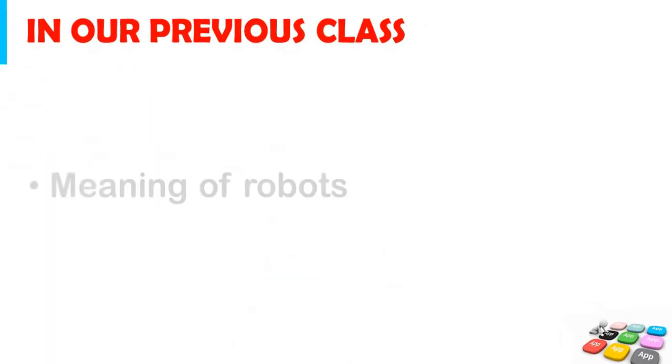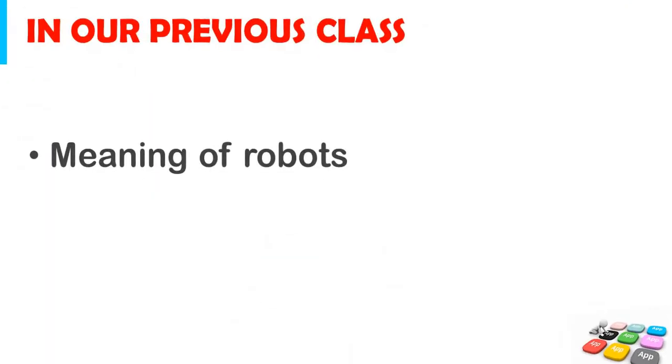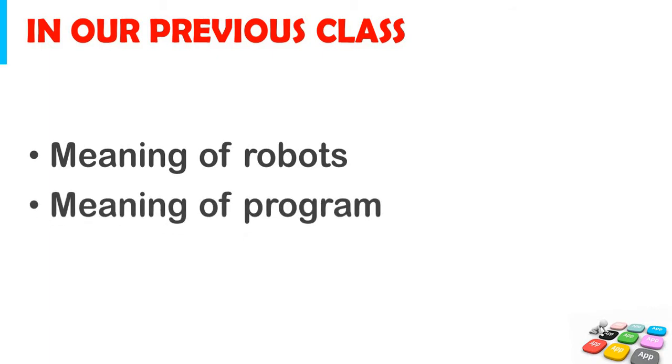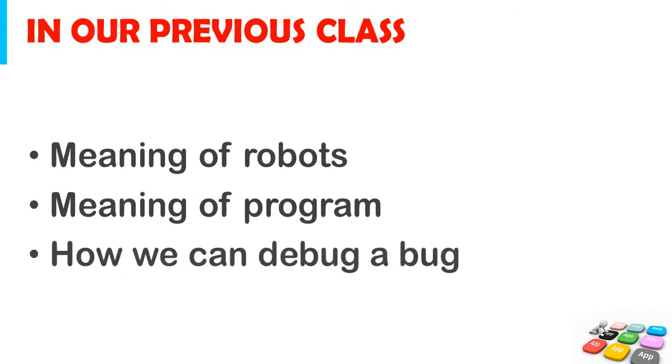In our previous class, we looked at the meaning of robots, and I said that any machine that we can control, that can do what we want it to do, is called a robot. We also said that robots get instructions using what is called a program. A program is a set of instructions that are given to a robot or a computer to follow. They have been coded into what the computer will do.